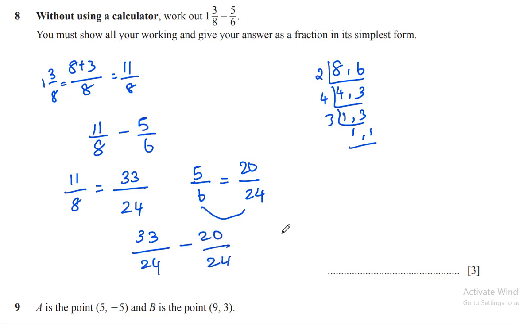So 33 minus 20 is 13, which gives 13/24. Can we reduce it further? No, 13 and 24 don't have any common factor. So the answer is 13/24.